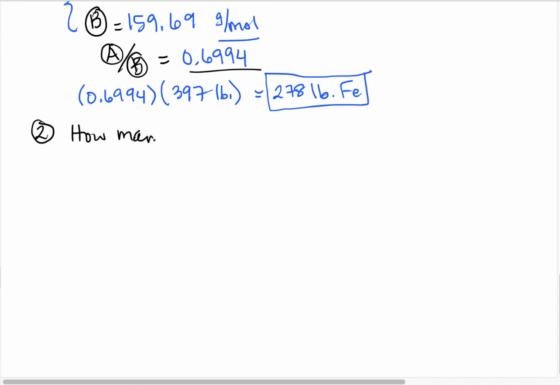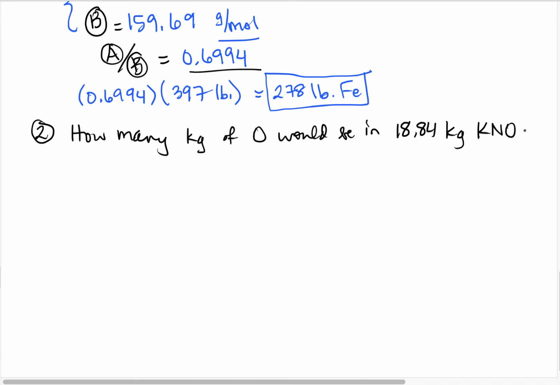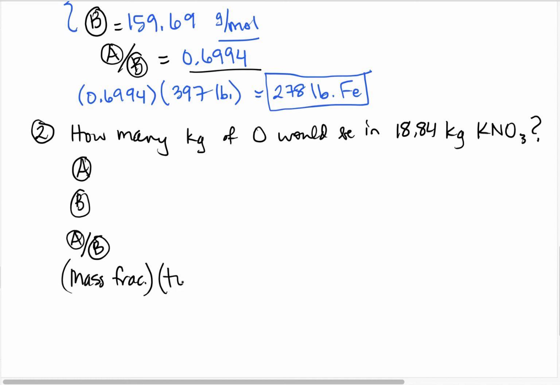How many kilograms of oxygen would be in 18.84 kilograms of potassium nitrate? All right, pause the video, calculate your A, calculate your B, calculate your A over B fraction, and then set up your mass fraction times your total mass is equal to the answer you actually want.